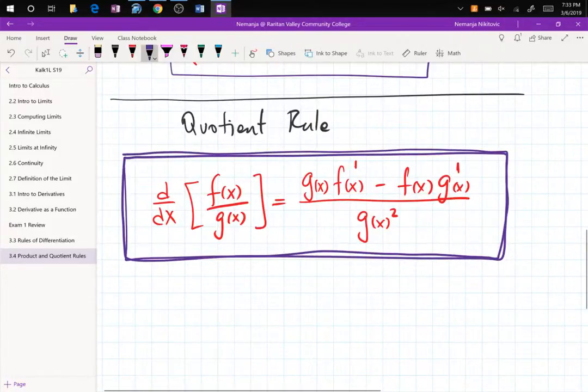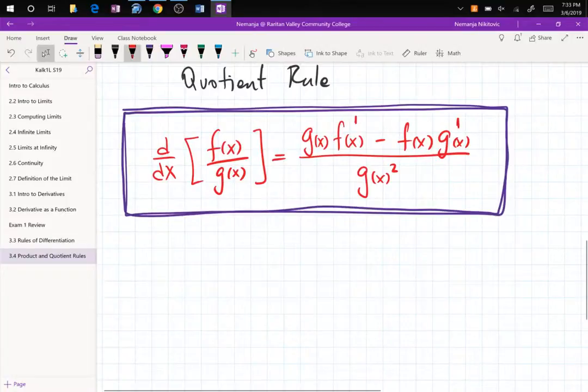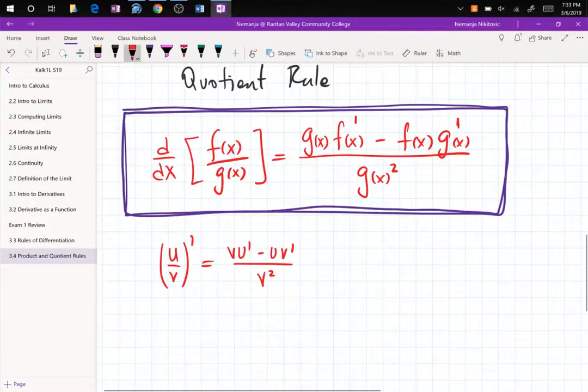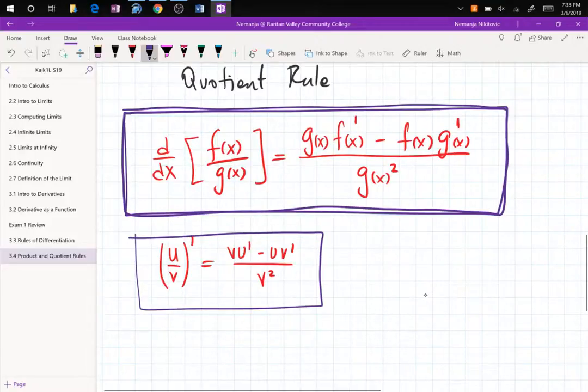The uv form, which I'm going to write immediately, is cleaner. U divided by v prime is v squared, vu prime minus uv prime. So that's your alternate formula. They're both the same. It's just which letters you want to use, F and G or U and V. So one or the other.